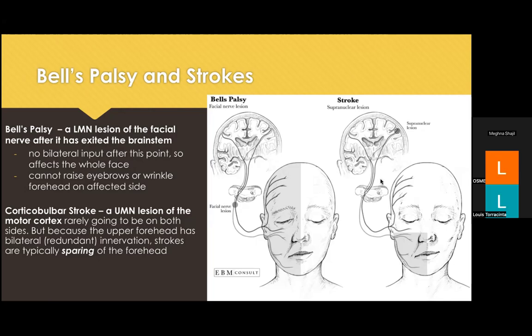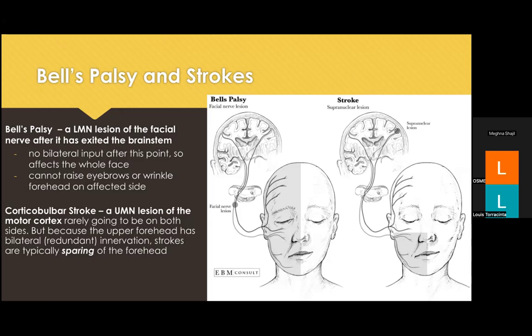Whereas with a stroke, it's an upper motor neuron lesion, which means they'll have that redundant other side, which is not affected at the lower part of their face. The lower part of the face has a redundant tract. The upper part of the face does not have a redundant tract. So they will have a spared forehead. Whereas the lower side will be affected. So people with strokes classically just have a facial droop, but they will still be able to raise their eyebrows.